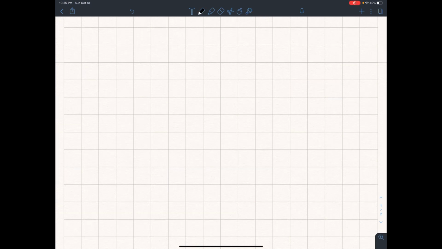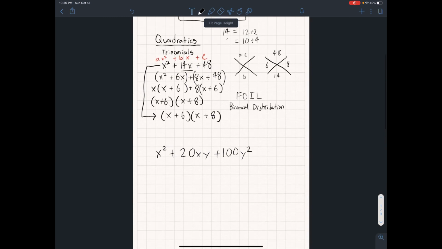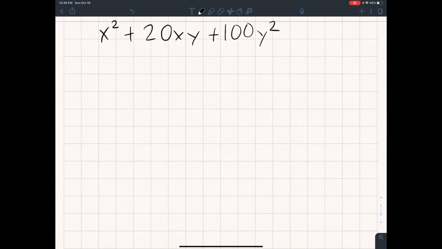So let's look at another example, one that has a little bit of a curveball. X squared plus 20xy plus 100y squared. I'll give you a second to think about how this is going to turn out. It's very, very similar to what we did up here, in that at the end of the day, the only math that we really need to think about is, well, we still need two numbers that multiply up to 100 and two numbers that add up to 20.